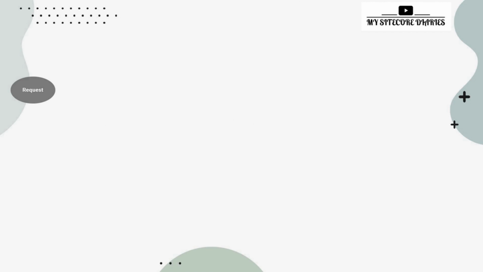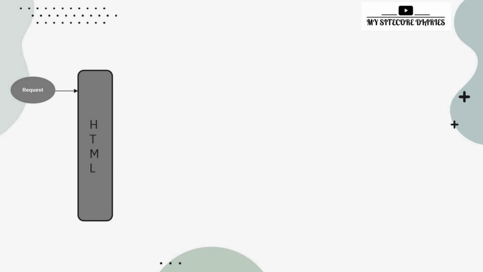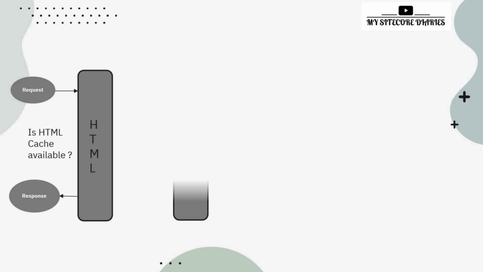So when we talk about a Sitecore request, whenever it gets a request, first of all it checks the HTML cache layer. So this is the first layer. When a Sitecore request comes, it first checks if cached HTML is available. If the cached HTML is available, then that cached HTML is given back as a response. So the first layer is the HTML cache.